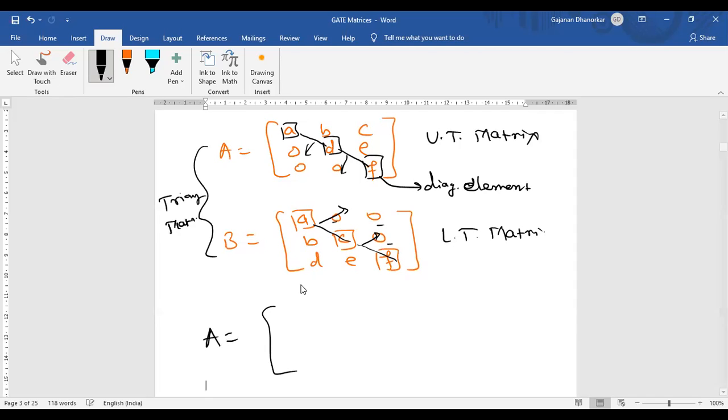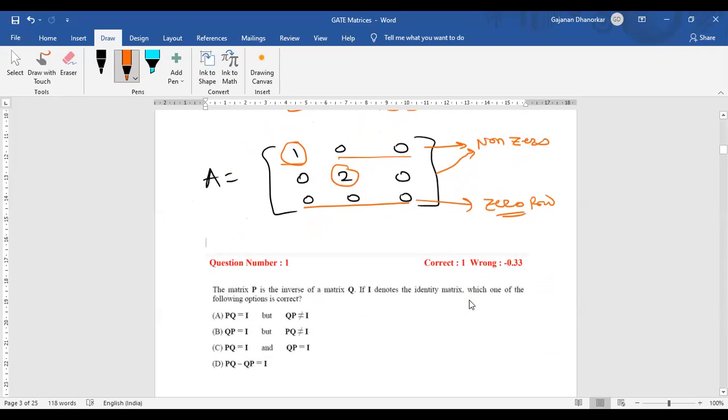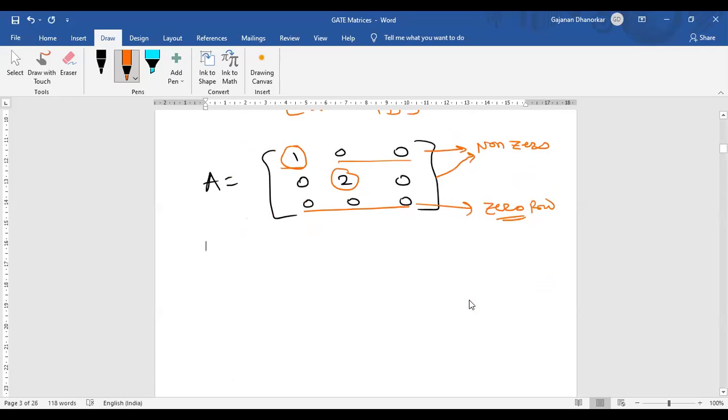Again, here I will highlight one more thing. Suppose I have this A matrix, having elements 1 0 0, 0 2 0, 0 0 0. Now tell me, how many rows are non-zero? 2. Two means this is a non-zero row. This is also non-zero, but this is a zero row. If all elements in a row are zero, then we say that it is a zero row. Otherwise, if at least one element is non-zero, then it is called a non-zero row. This helps to find the rank of a matrix. Now I will talk about inverse. Inverse is very easy.